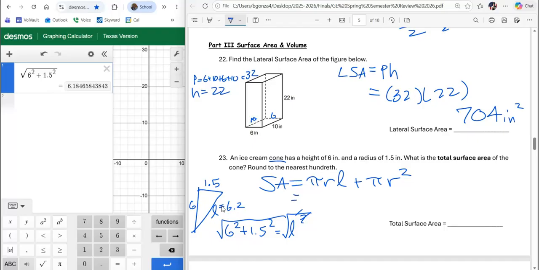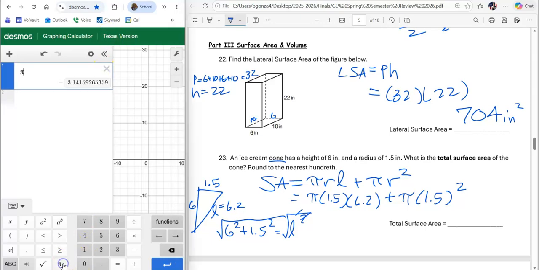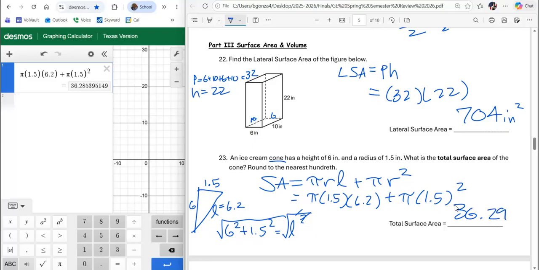All right, so we have pi. It says hundredths, so type pi times 1.5 times 6.2 plus pi times 1.5 squared. That's a lot. Here we go. The result to the nearest hundredth is 36.29 inches squared.